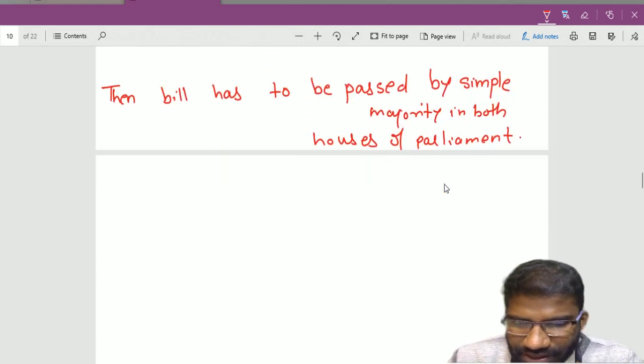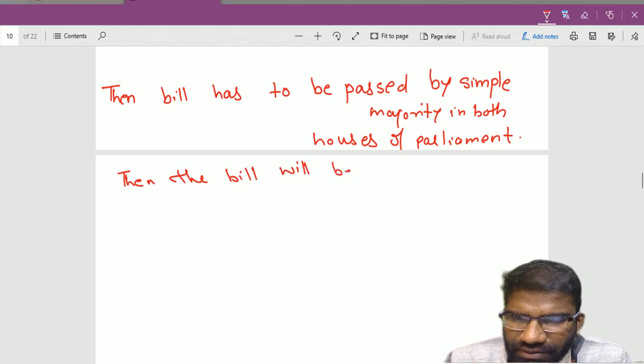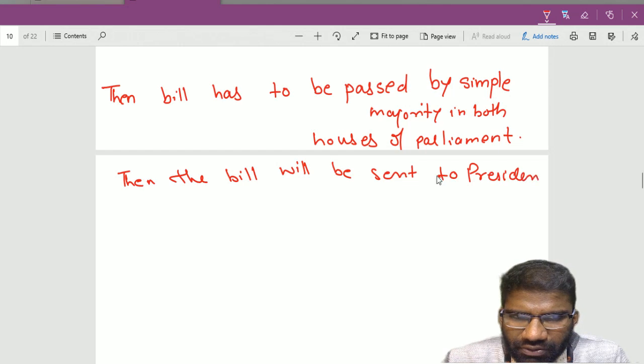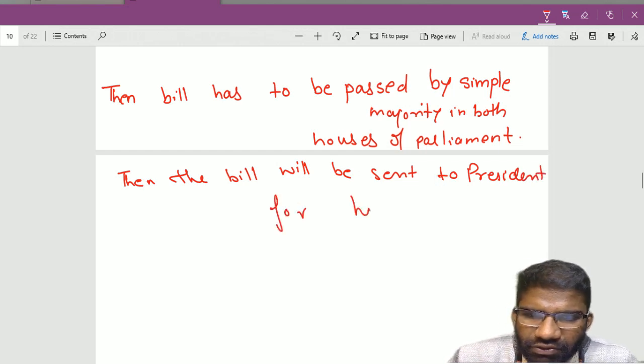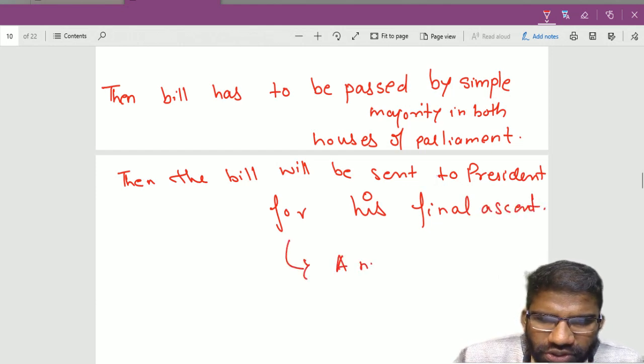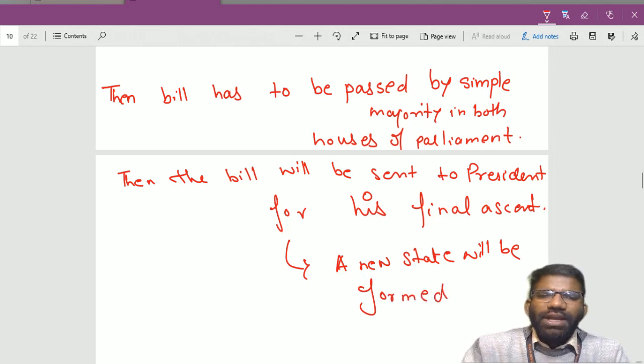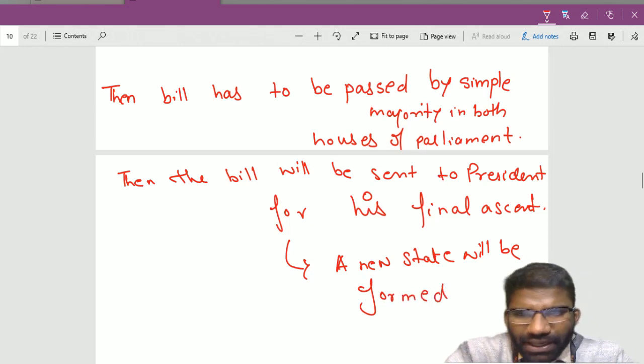Then the bill will be sent to the President for his final assent. That is, he will sign the bill and a new state will be formed. This is the process of formation of a new state. I will repeat the process once again.